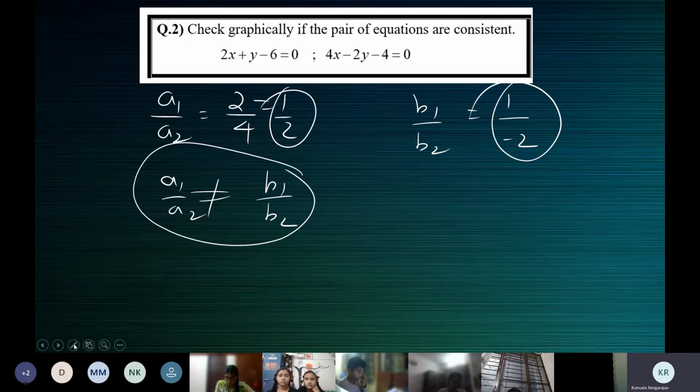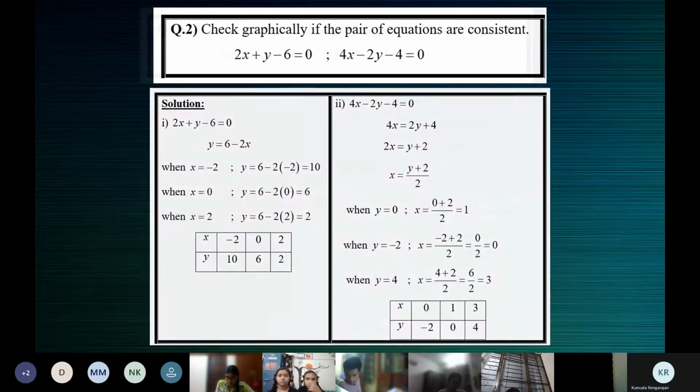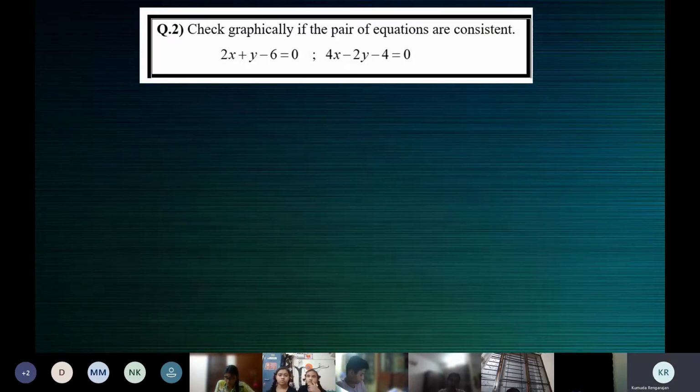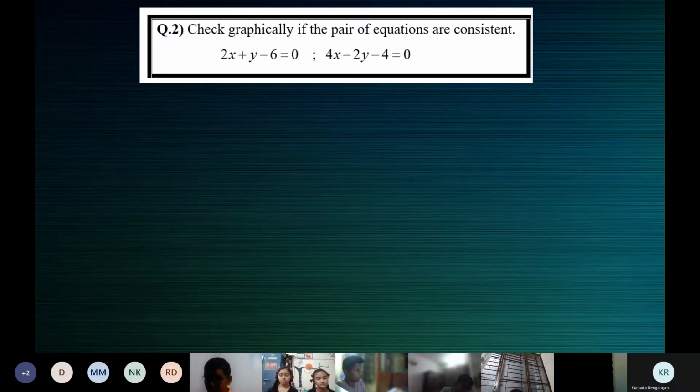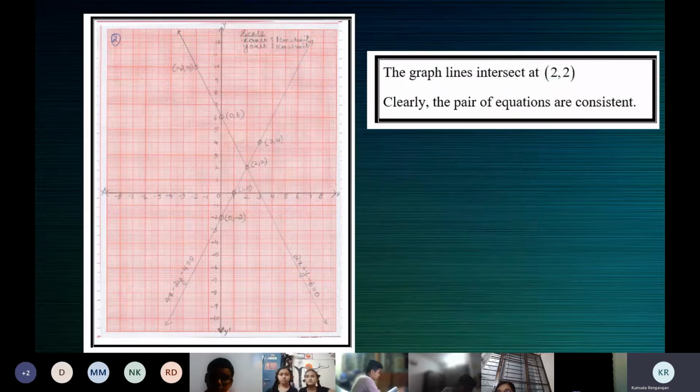So graphically, they should either be intersecting lines or coincident lines. If you make the graph, share your pictures on WhatsApp with me. You can take different points, children. The lines will be intersecting. Your graph lines should intersect at (2, 2). So because they are intersecting lines, the equations are consistent.